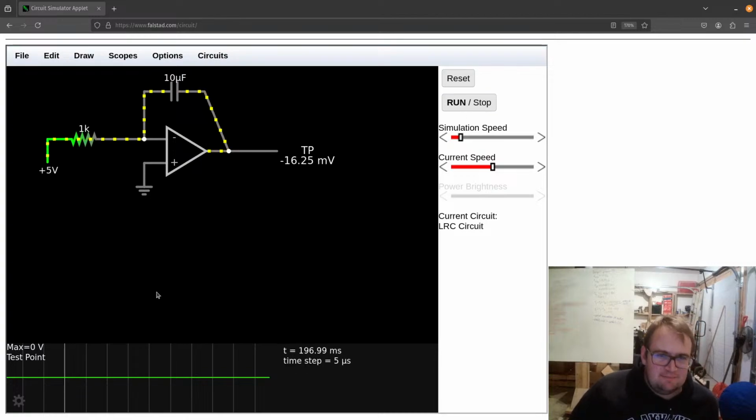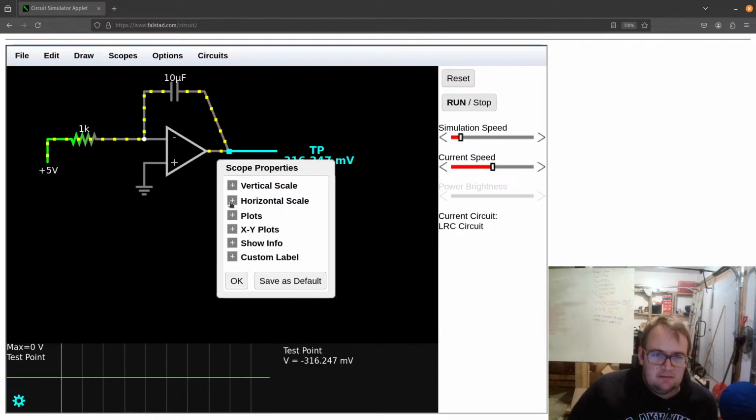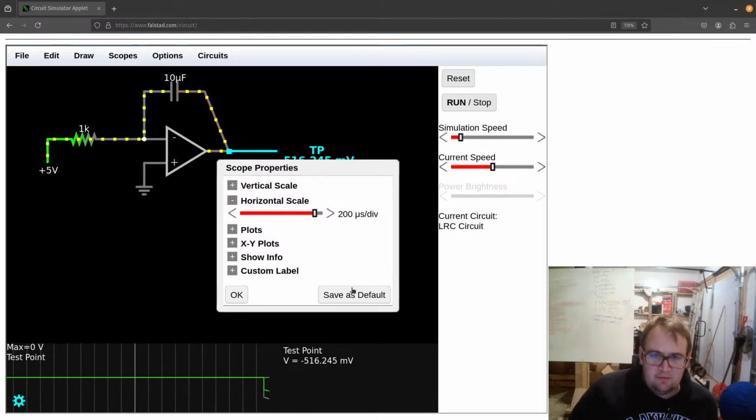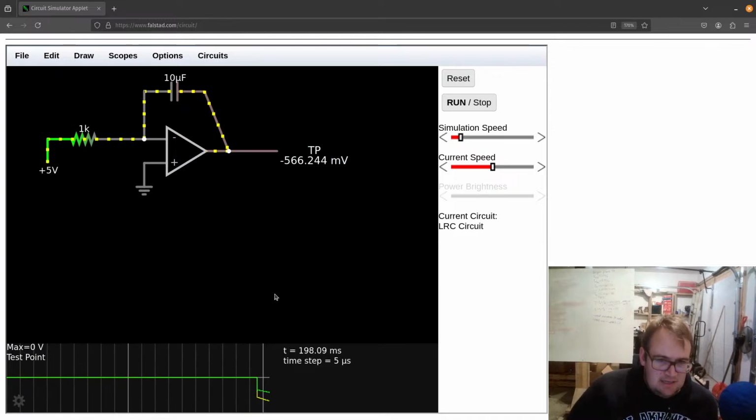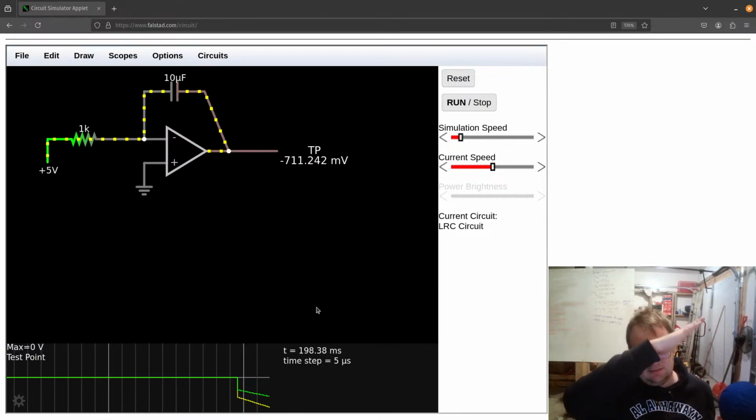Oh, let's try it here. Yeah, see? But right here, we got V. I'm just going to decrease the horizontal scale. There we go. Okay. So now we got a thing like that.